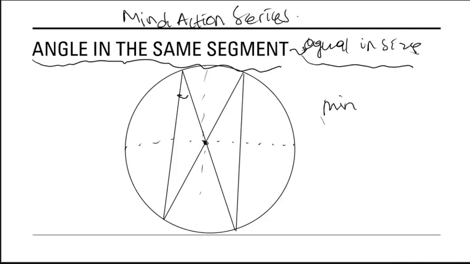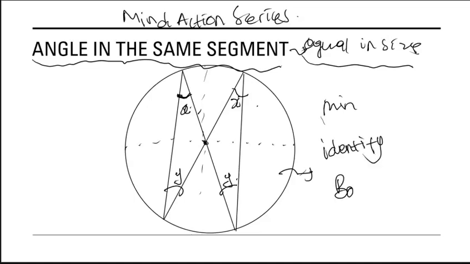Because these angles are in the same segment, if this one is angle x, then this one should also be angle x. Are we okay? If this one is angle y, this one will also be angle y. Normally, to identify this theorem, you have to think of what? Of a bow tie. If you think of a bow tie, you will be able to identify this theorem.